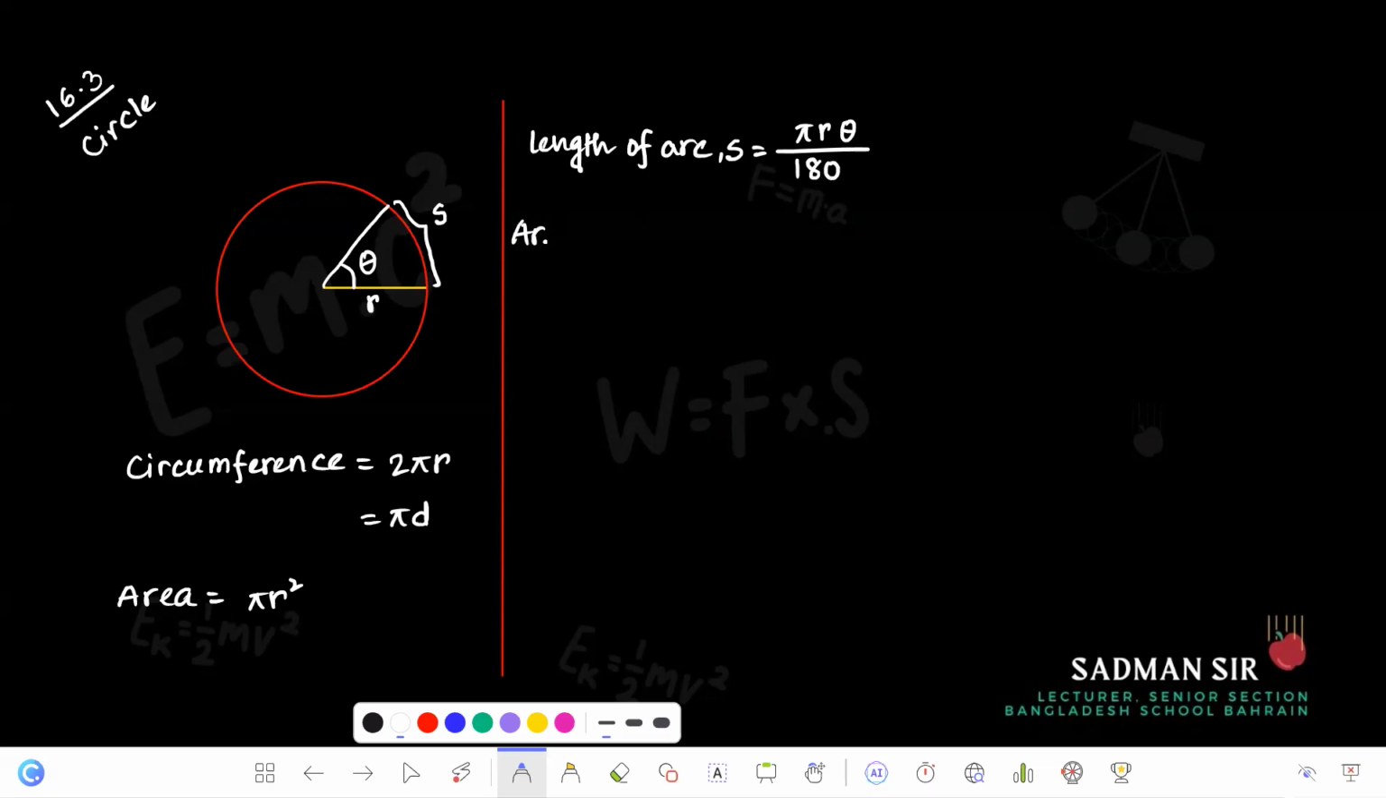And area of circular segment. If you remember, I gave you an example of pizza, the slice of pizza, right? So the whole part is pizza, and this is just a slice of the pizza. So if I want to know the area of this part only, then it is mentioned as area of circular segment. Okay? So that is theta divided by 360 degree into pi r square.